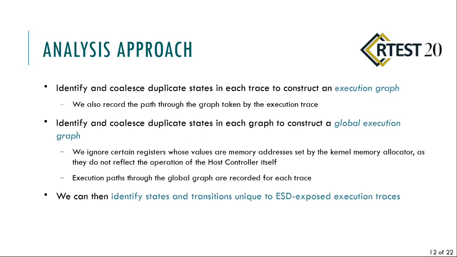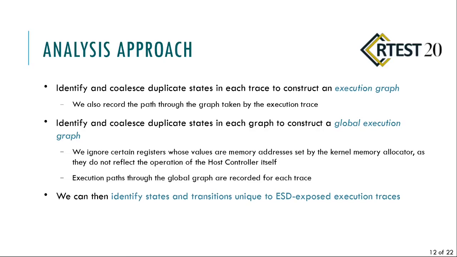So once we have these logs, once we have these traces, we need to turn them into some approximation of a state machine. Initially we take each trace and find the repeated register snapshots in there and coalesce them into one state per unique register snapshot.